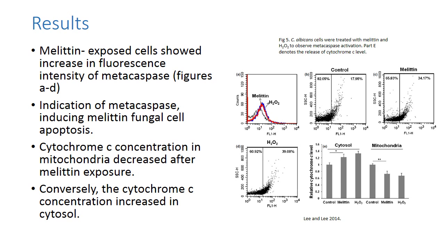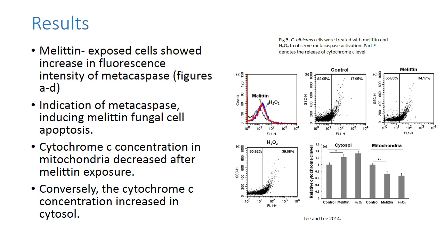In the next figure, we look at the experiment in which Candida albicans cells were treated with melittin and H2O2 to observe any metacaspase activation. In the first part of this image, in part A, we observed that they analyzed melittin-treated cells and H2O2-treated cells. In the control group, the Candida albicans cells weren't given any melittin or H2O2, and the other two groups that they considered were melittin-treated cells and H2O2 cells.